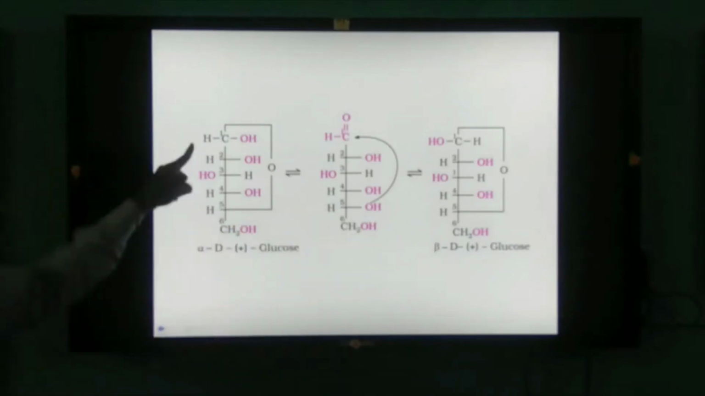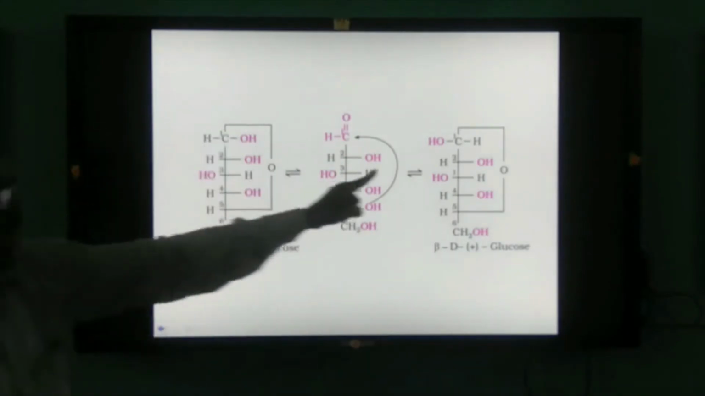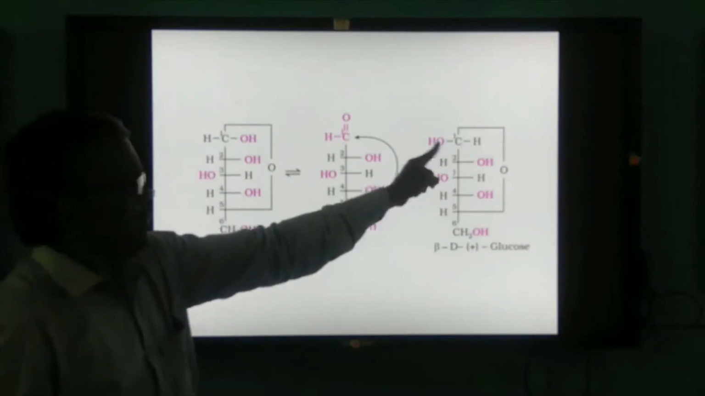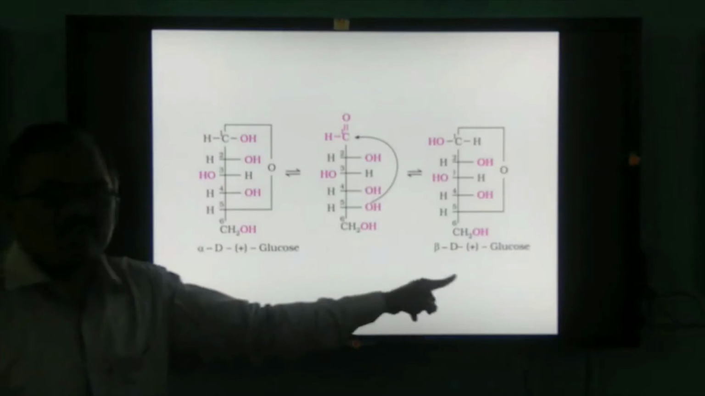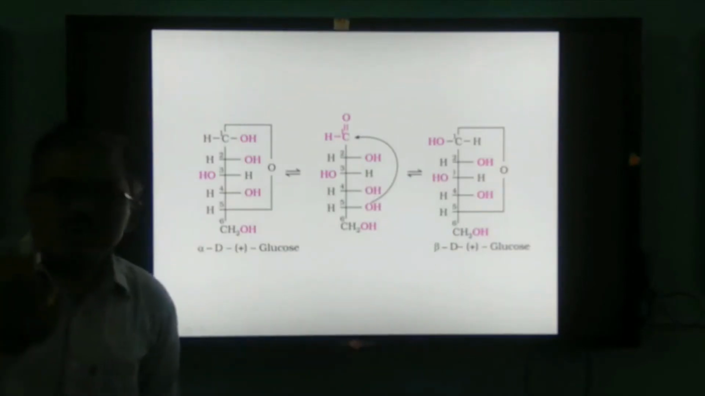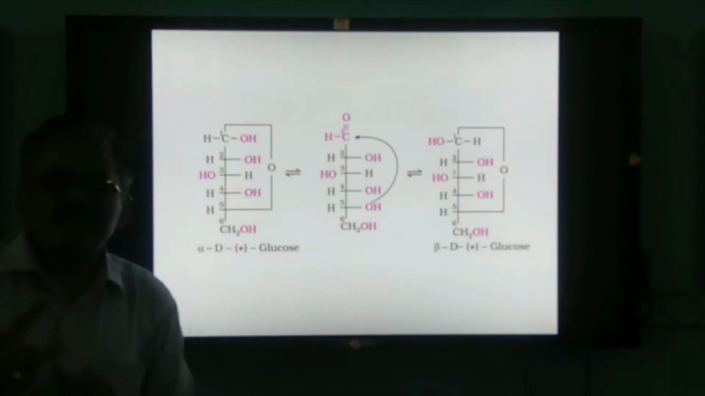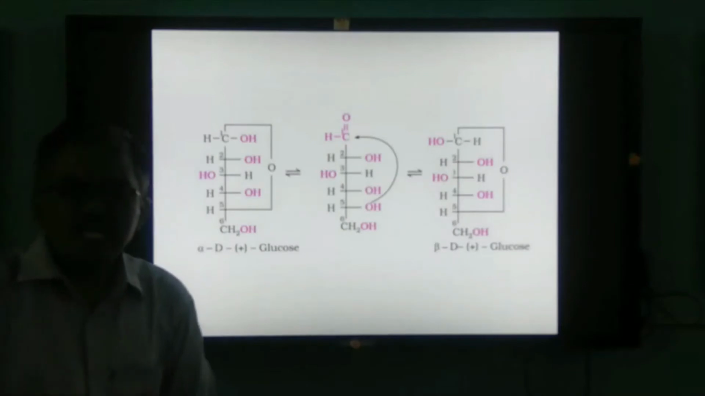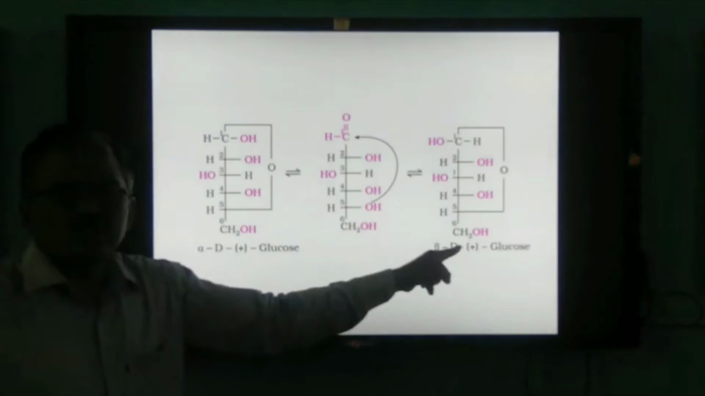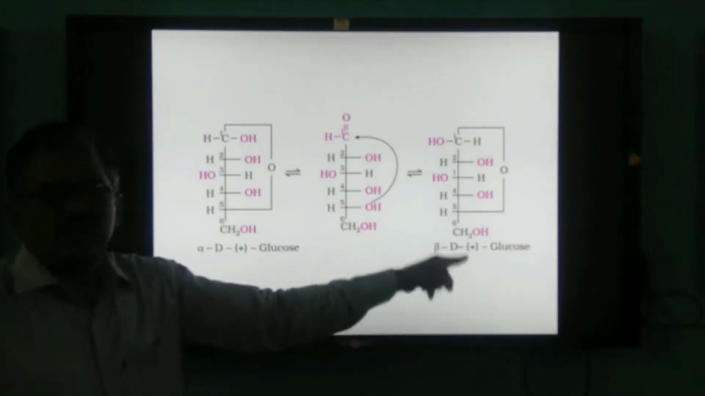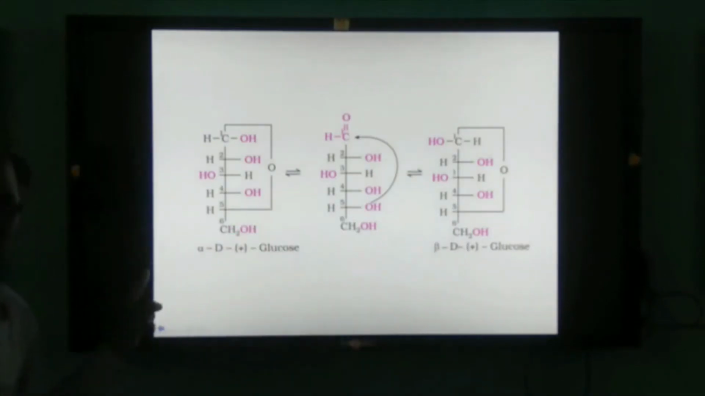So here H is left, OH is right. Here OH is left, H is right. Therefore this is called alpha D glucose, and this is called beta D glucose. It is a small difference in the spatial orientation of H and OH. The polymer of alpha glucose is starch, and the polymer of beta glucose is cellulose. Understand?